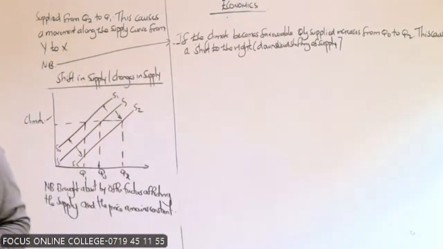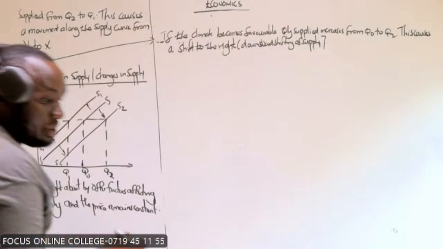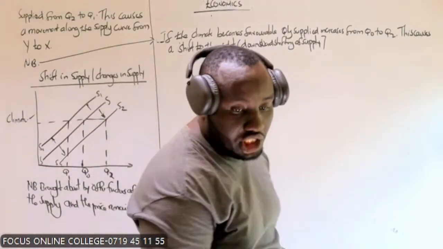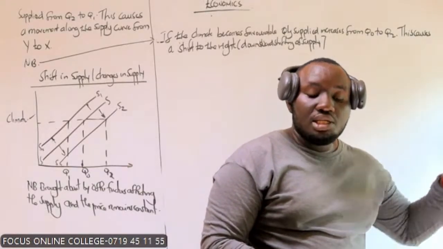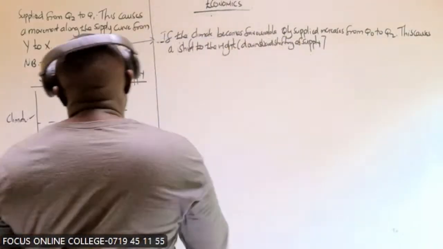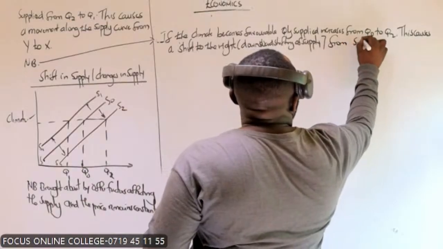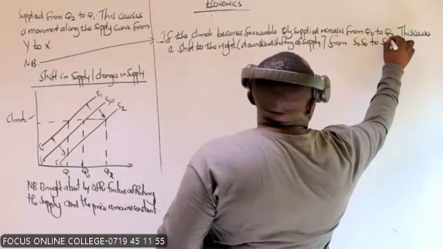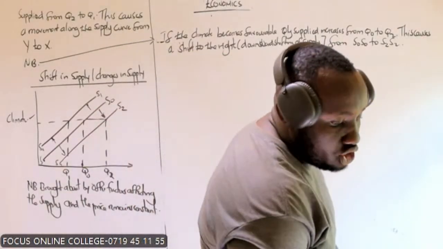If an examiner tells you downward shifting of the supply curve, it's the same as rightward shifting of the supply curve. Are we together? So we understand that, from S0 to S2.